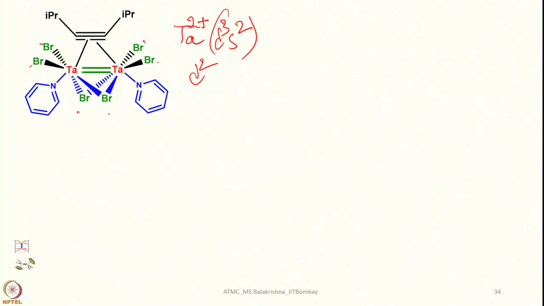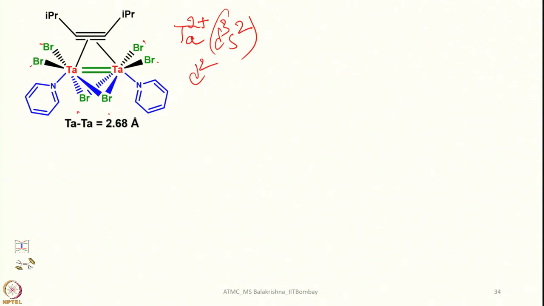d3s2 loses 3 electrons, and then we have a d2 system here. If a d2 system is there, you can go back to the previous diagram and see whether we have a double bond between 2 tantalum atoms. We have a double bond between 2 tantalum atoms, and here the tantalum bond is 2.68 angstrom units.